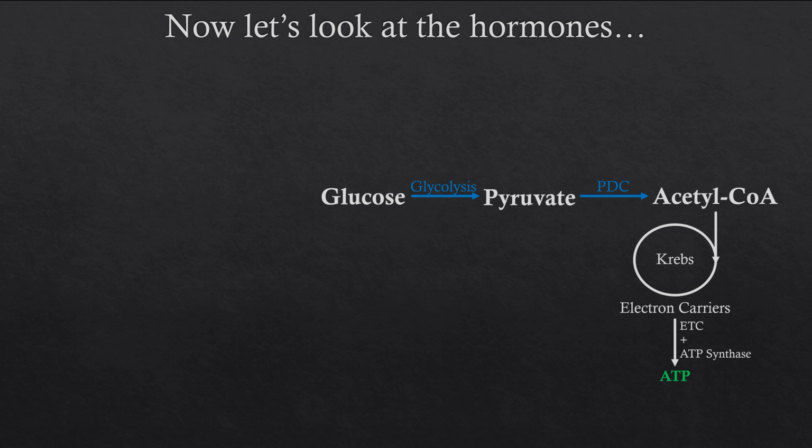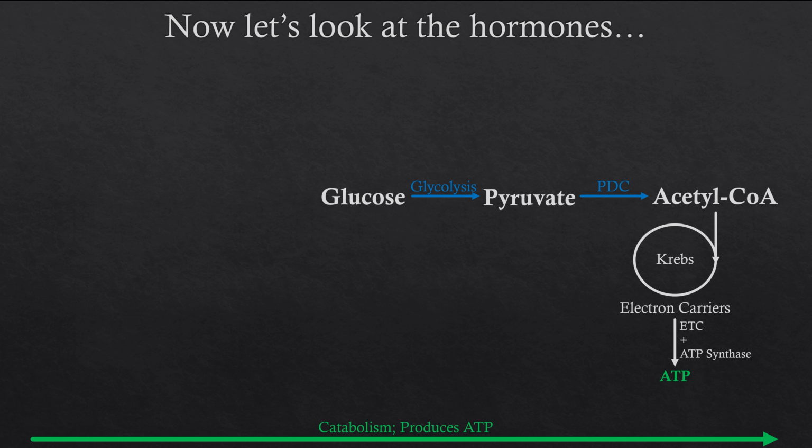So I want to note that going from glucose to acetyl-CoA, we are breaking down a molecule and we're using that energy from breaking down that molecule and storing it in ATP. We can also call these processes catabolic, or catabolism, meaning that we're breaking down molecules which produces ATP. Anytime we move to the right on this page, we're going to be doing a catabolic ATP producing process.